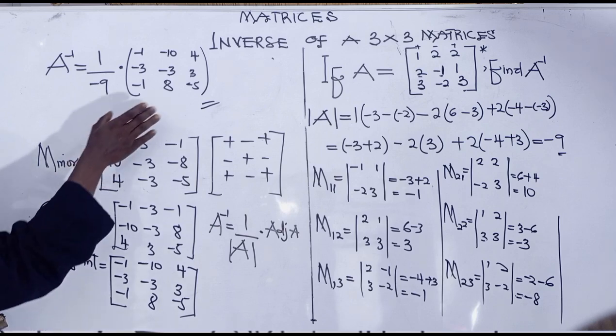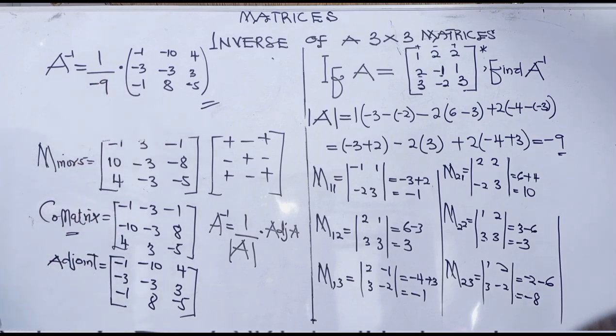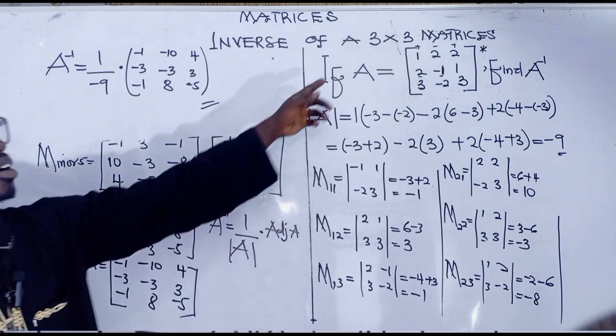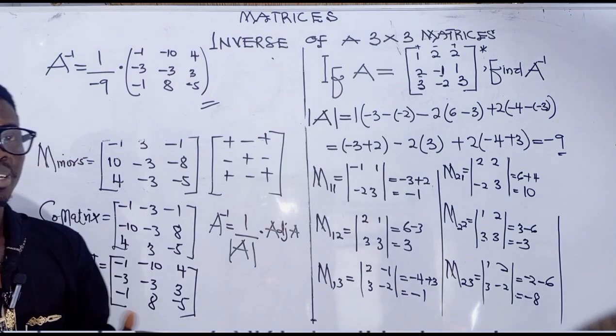You can continue to simplify by expanding the bracket, but better still you can leave it in this very form, as easy as that. So this is how we find the inverse of a 3 by 3 matrix.